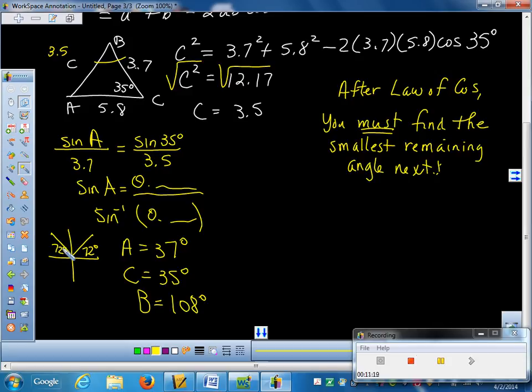I had to dig through several trig books before I could ever find an explanation of it. It doesn't happen that frequently, but it is something to be concerned about. So in other words, you should always, no matter what, find the smallest angle next, and you'll be safe.